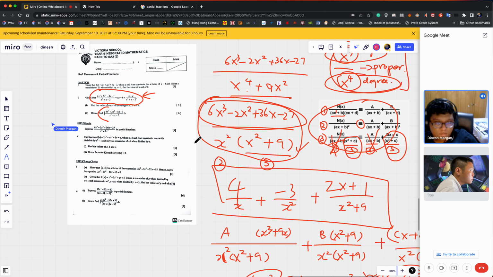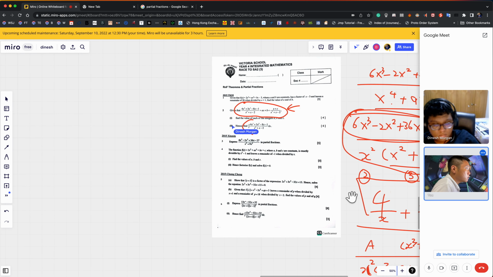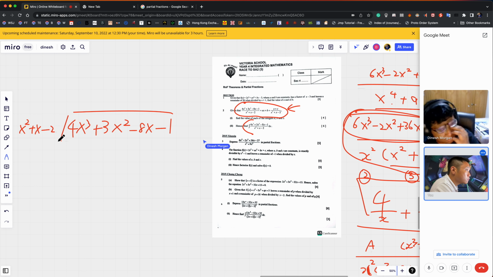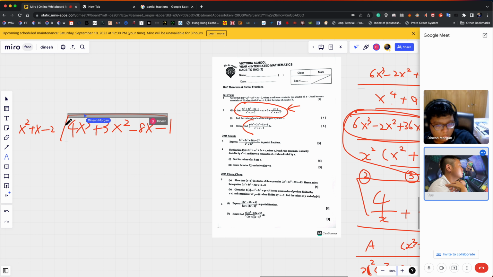Why do they guide us? Can't we find this ourselves? Oh, if you want to do this, just do x cubed long division. Then after long division, the remainder is the one that we have to do a partial fraction on, right? I don't know how your school teaches you, but maybe I should share my approach. My approach is always a modified approach from my experience. So you put a 4x, so it's 4x cubed, right?